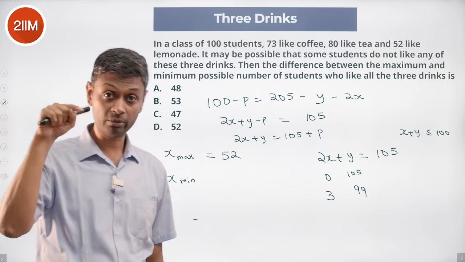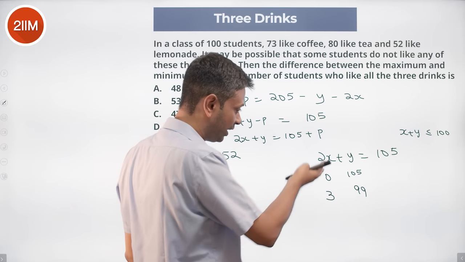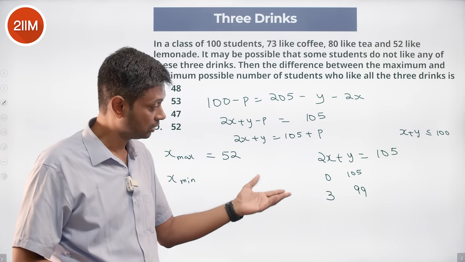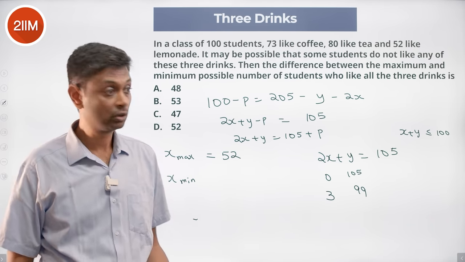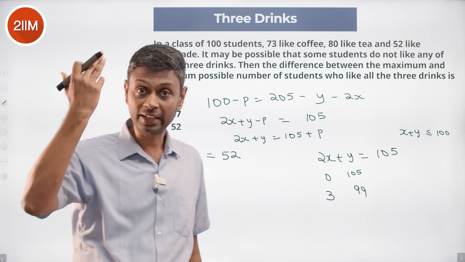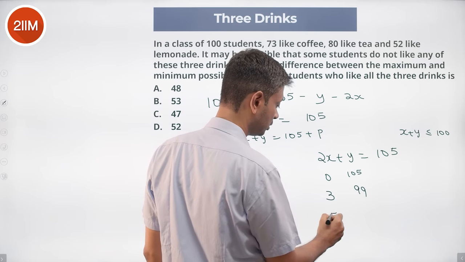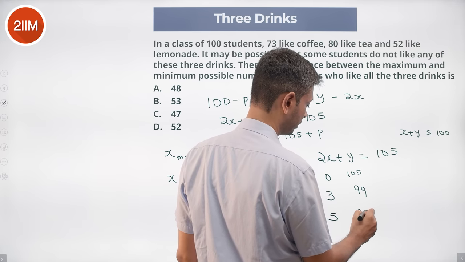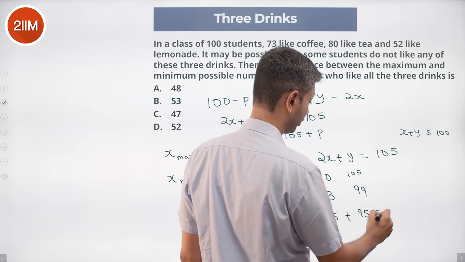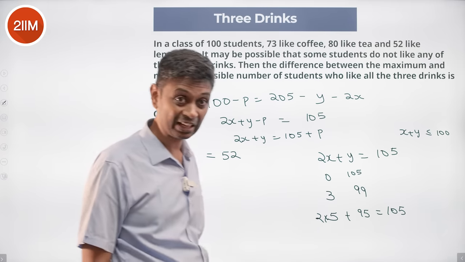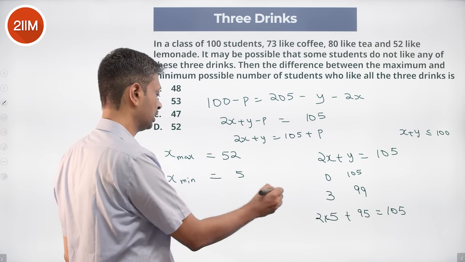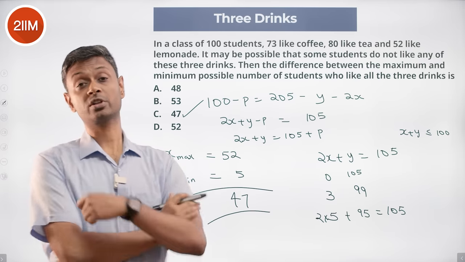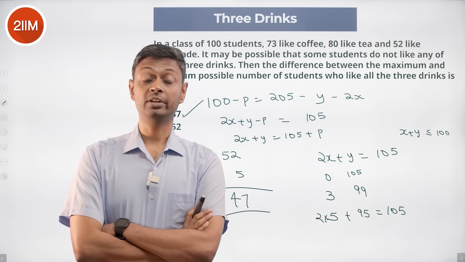If you keep that also in mind, if I keep x as 3, it doesn't work. For every 1 unit I increase x, I can decrease y by 2. So I have to decrease the total by 5. I take x up by 5. X goes to 5, 2 into 5 is 10, y goes to 95, 2 into 5 plus 95 is 105, x plus y is 100, that can work. So x minimum is 5, maximum is 52, difference is 47. This is a super tough, utterly, pointlessly time consuming question.